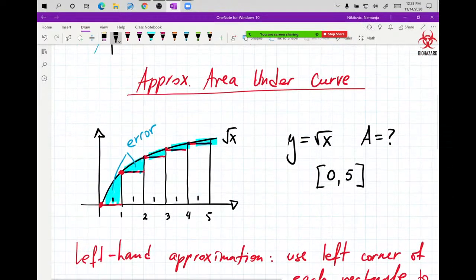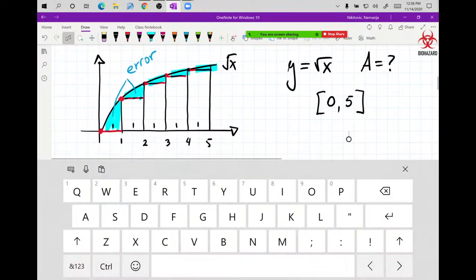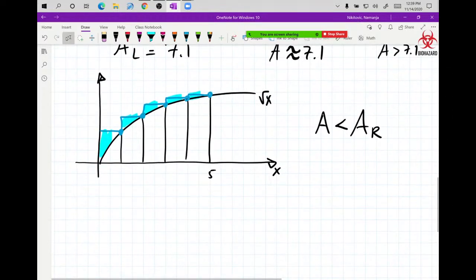Where in this case here, true area is more than the left area. Because see, the left area, first of all, the first one is zero. That's where the most error comes from, right? Now, looking at the second one, again, the first one is where the most error is.